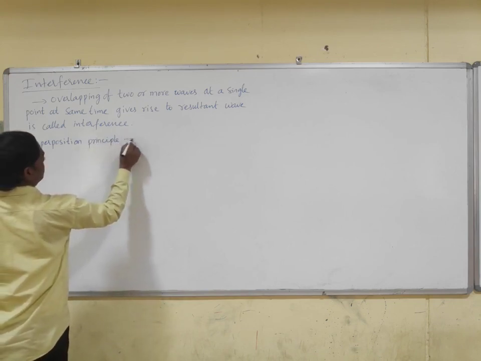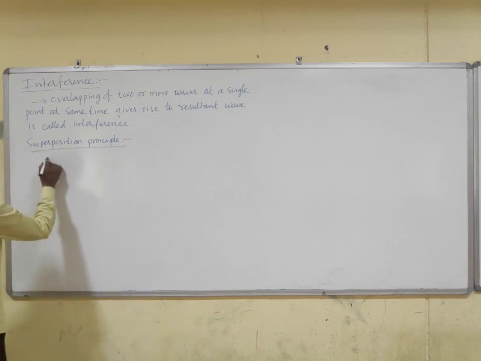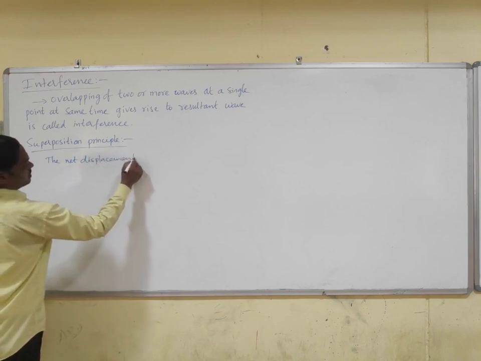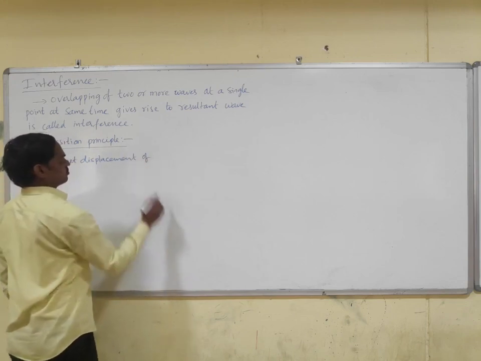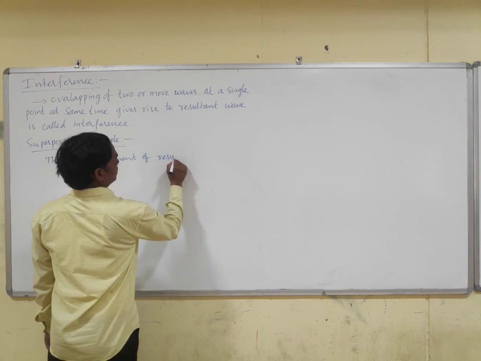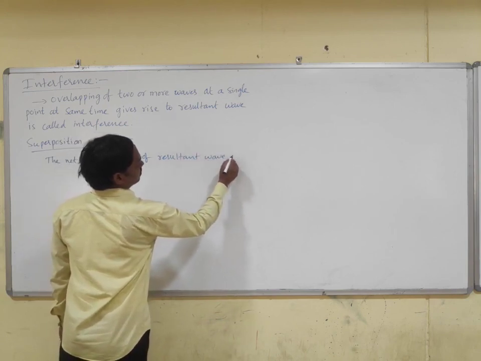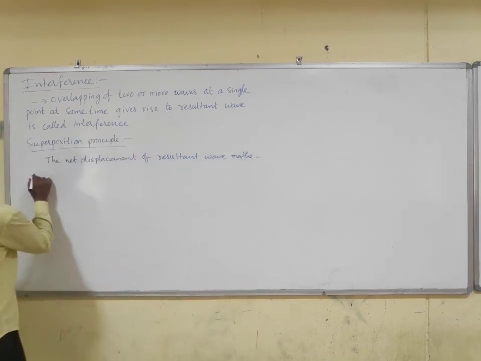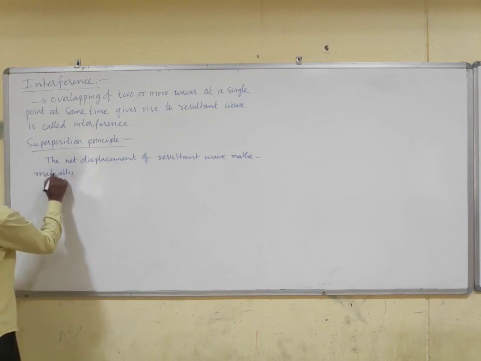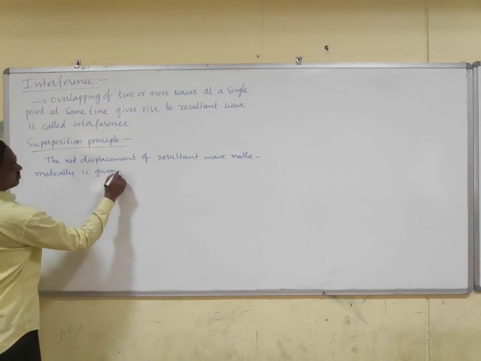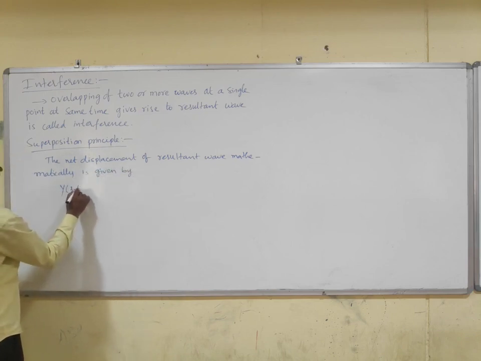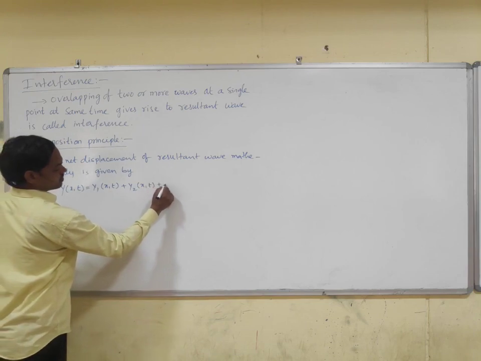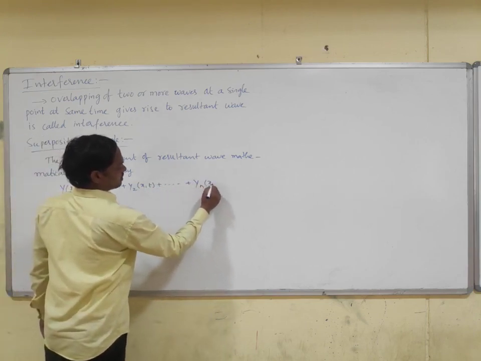Superposition principle. The net displacement of the resultant wave mathematically is given by y of x comma t is equal to y1 of x comma t plus y2 of x comma t plus and so on yn of x comma t.